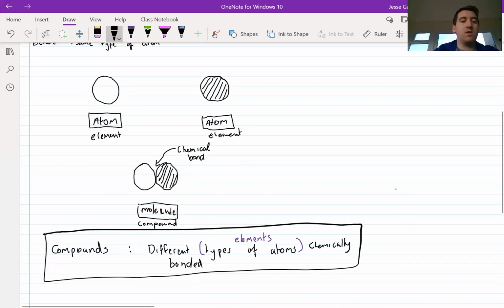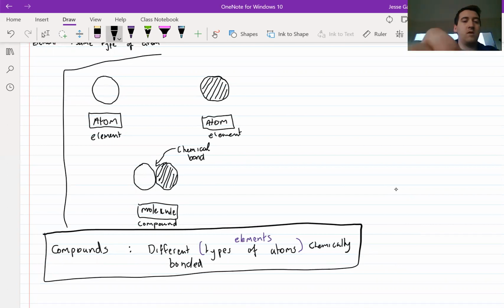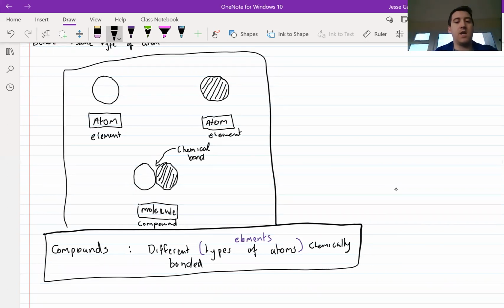What I'm going to do is I'm going to get you to pause the video, and take down the diagrams and the definition there. So pause the video, do that now, please.